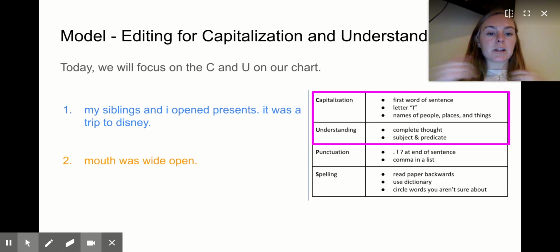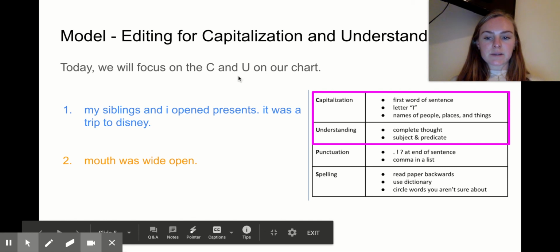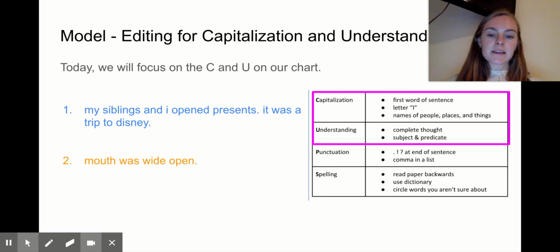Okay, so I'm going to quickly model some sentences that I need to edit. And I have 2 sentences here. And again, we are just going to be focusing on the capitalization and understanding. What are we going to focus on? Capitalization and understanding. Now, my first sentence reads, my siblings and I opened presents. It was a trip to Disney. So I need to edit these sentences, and let's look at what I need to edit.